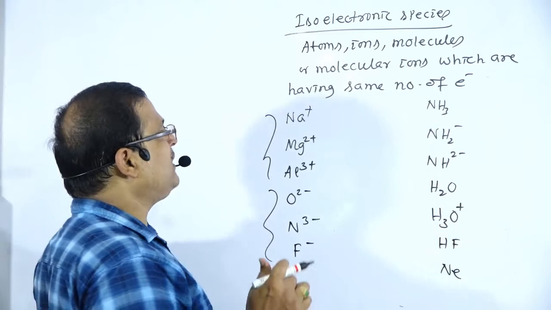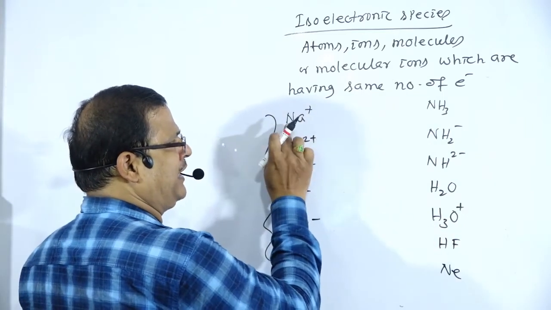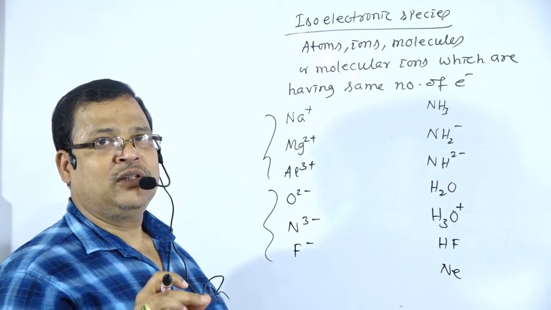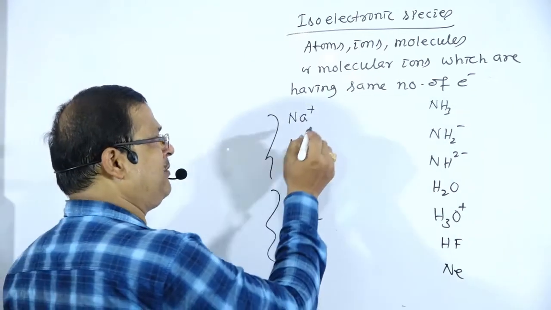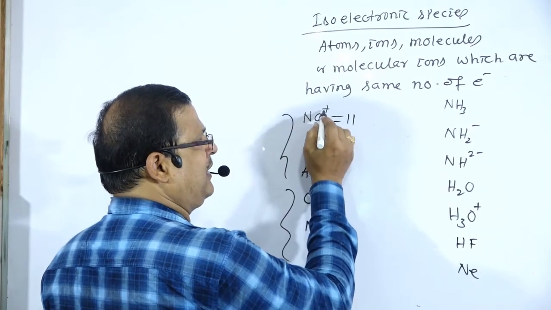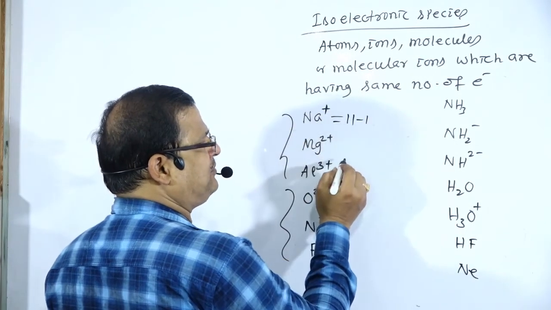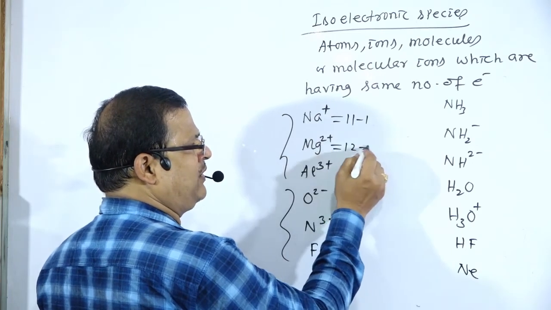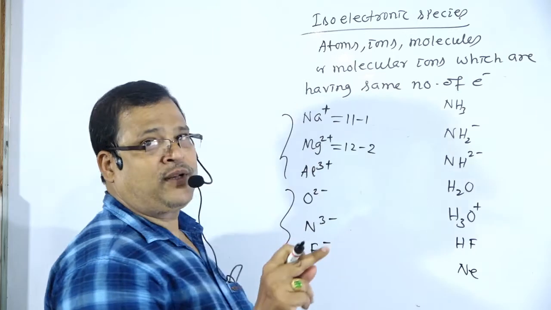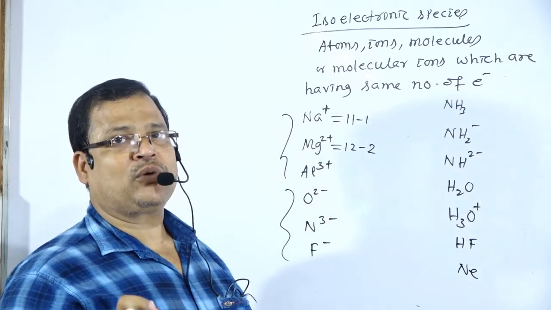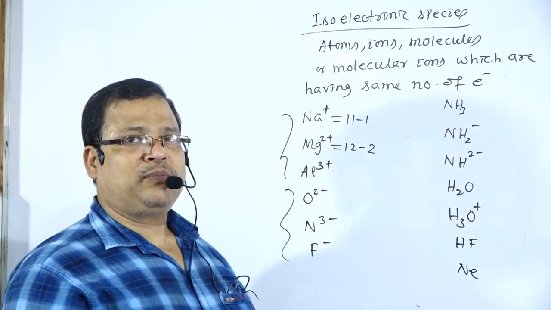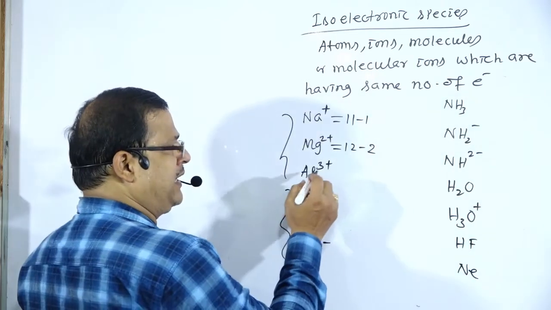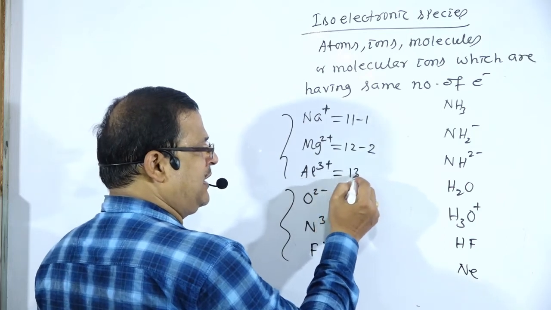Then how to calculate the number of electrons in Na+? Na+ means the sodium atom has lost one electron. Sodium atomic number is 11, it has lost one electron. Magnesium atomic number is 12, it has lost two electrons, because atomic number is equal to the number of electrons, the number of protons. So 2 electrons lost means we have to subtract 2 from the atomic number. Then Al3+, that is 13 minus 3.